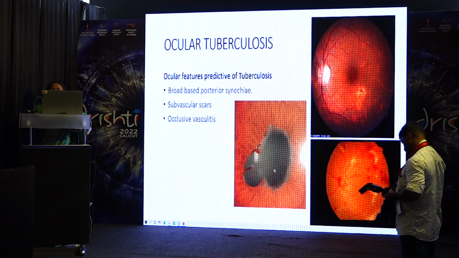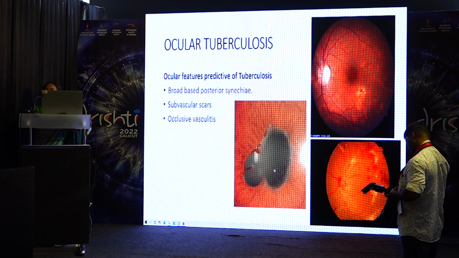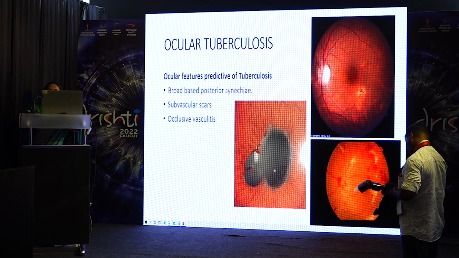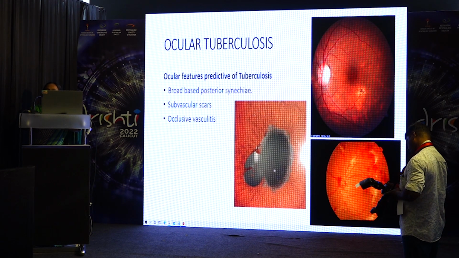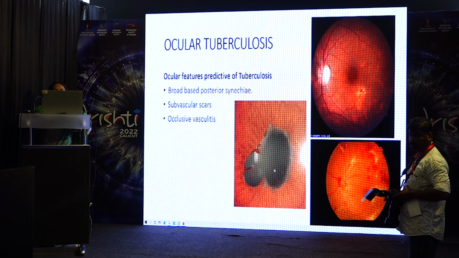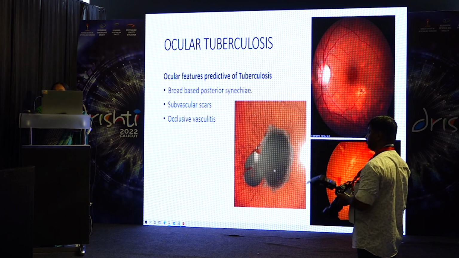In a country like India where tuberculosis is endemic, you should think of ocular tuberculosis also when you are seeing uveitis. There are certain features predictive of tuberculosis, that is broad-based posterior synechiae, subvascular scars, and occlusive vasculitis.